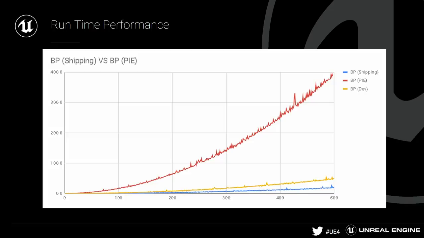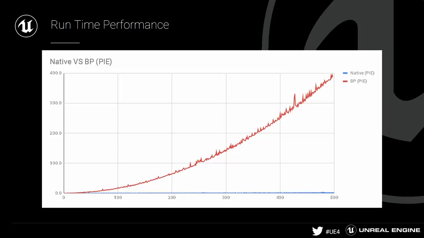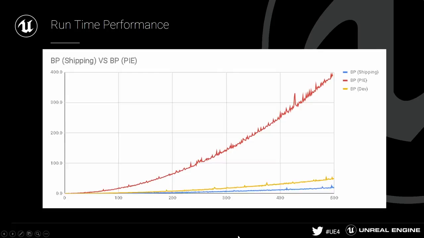Now, if you were to then compare this to C++ here, you can see this would have been blueprint, the blue line here. C++ would have been here at the bottom, not suitable for the scale. But there is a difference. It is slower. But as mentioned before, it's not necessarily slow, it's just slower. And when you profile this, really pay attention to just how slow play in editor really is, performance-wise.